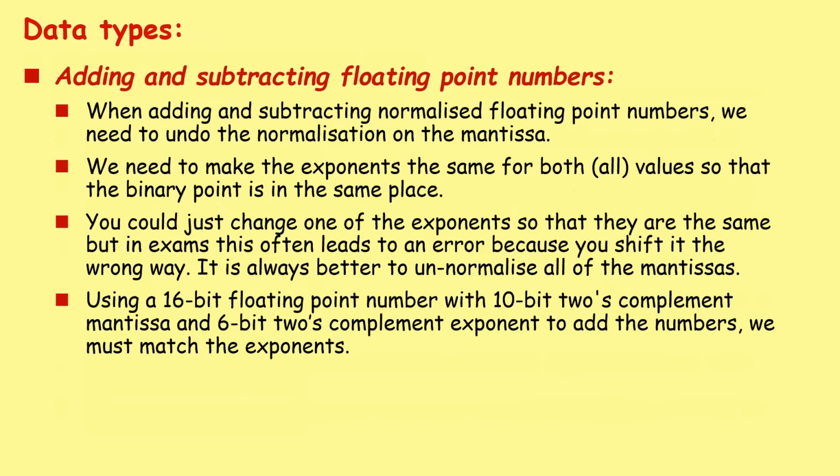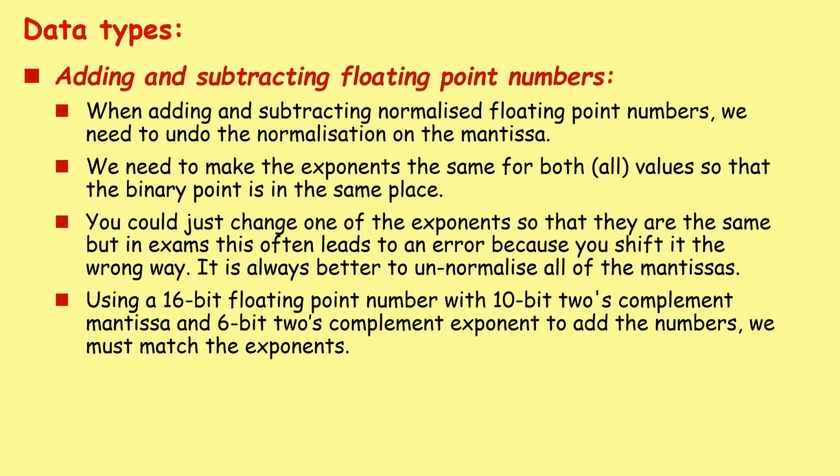Adding and subtracting floating point numbers. When adding and subtracting normalized floating point numbers, we need to undo the normalization of the mantissa. We need to make the exponents the same for both values, all the values, so that the binary point is in the same place. You could just change one of the exponents so that they are the same, but in exams this often leads to error because you shift it the wrong way. It is always better to unnormalize all of the mantissas.